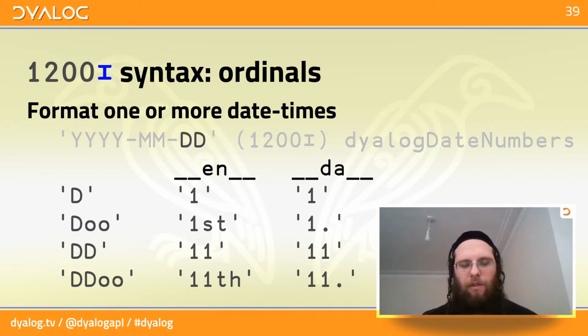In Danish, it's not 2 characters. So even though you specify 2 O's, it will just print that one period, full stop, that indicates an ordinal. Or you could just put in a literal dot in your date format. That will work fine for Danish as well.